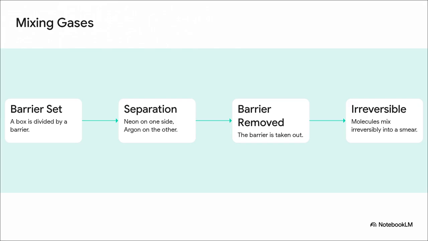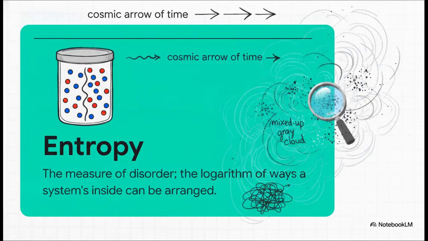Now here is the kicker. Every single microscopic collision that happened during that mixing was perfectly reversible. But the overall mixing process, that is strictly irreversible. So the crucial point here is this concept of entropy. Entropy is our measure of disorder. But more precisely, it's the logarithm of the number of ways the insides of a system can be arranged so that from the outside, it looks exactly the same. Really let that sink in for a second.